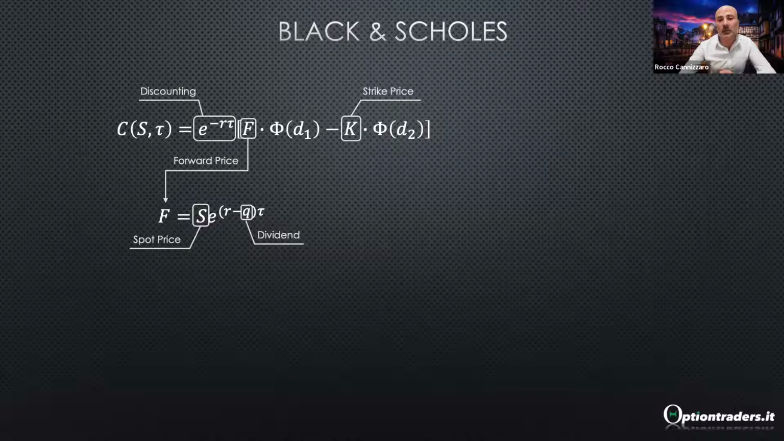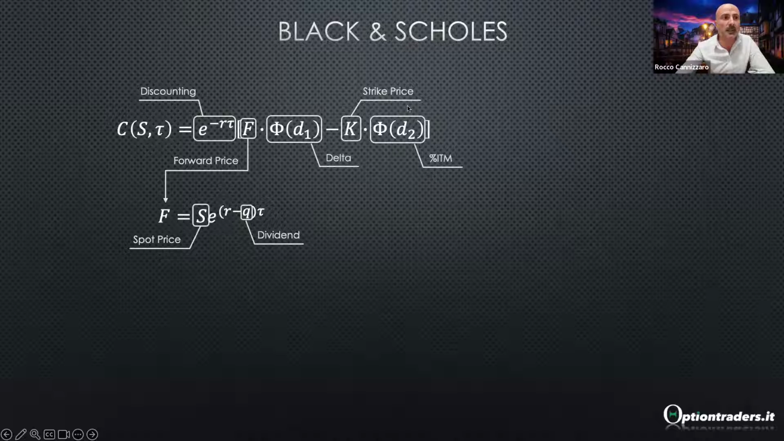But before things expire, I need to take into account the probability that the option is actually going to be in the money, right? And so these terms, F and K, need to be multiplied by some probability. So this phi of D1 and phi of D2 are essentially two different probabilities. Let's start with phi of D2. This is essentially the probability that at expiration, the option is going to be in the money.